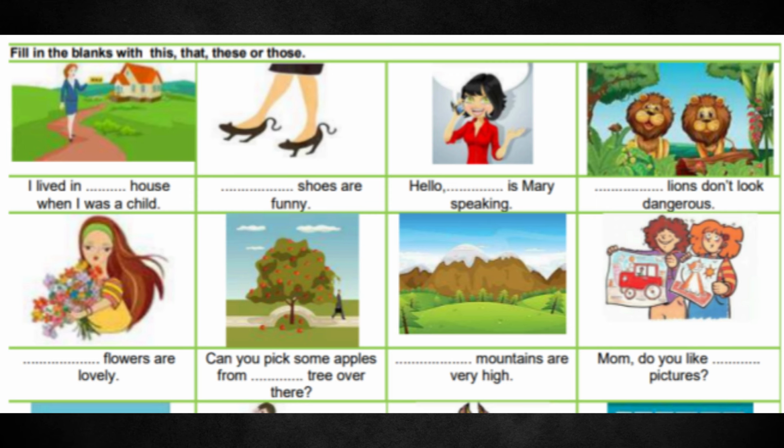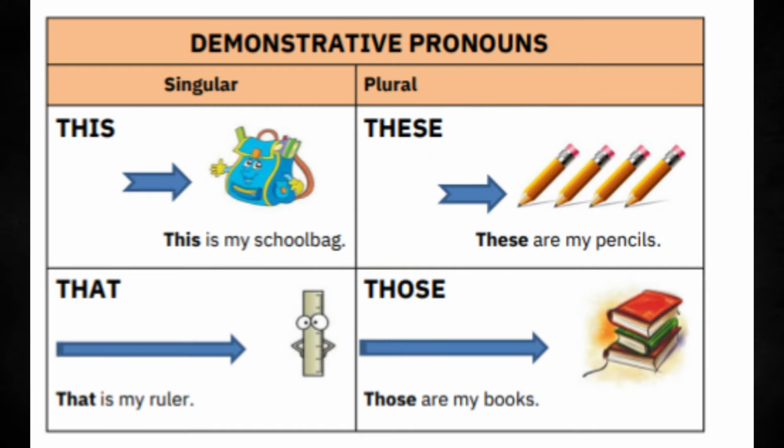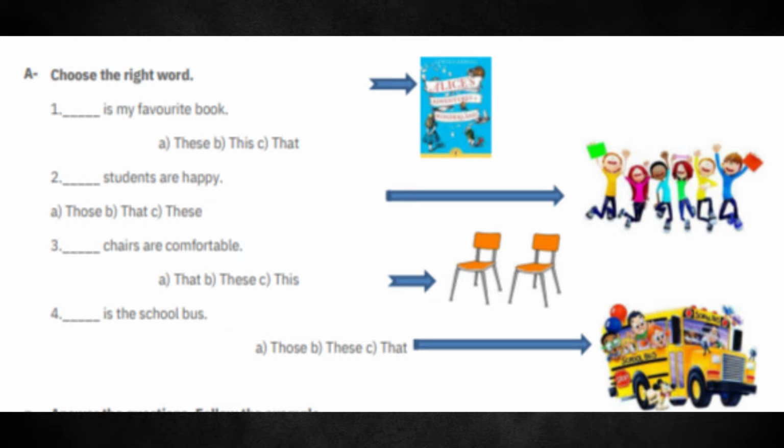I lived in that house when I was a child. These shoes are funny. Hello, this is Mary speaking. So we can see here singular, this is my school bag. These are my pencils. That is my ruler. Those are my books. Practice with the students.